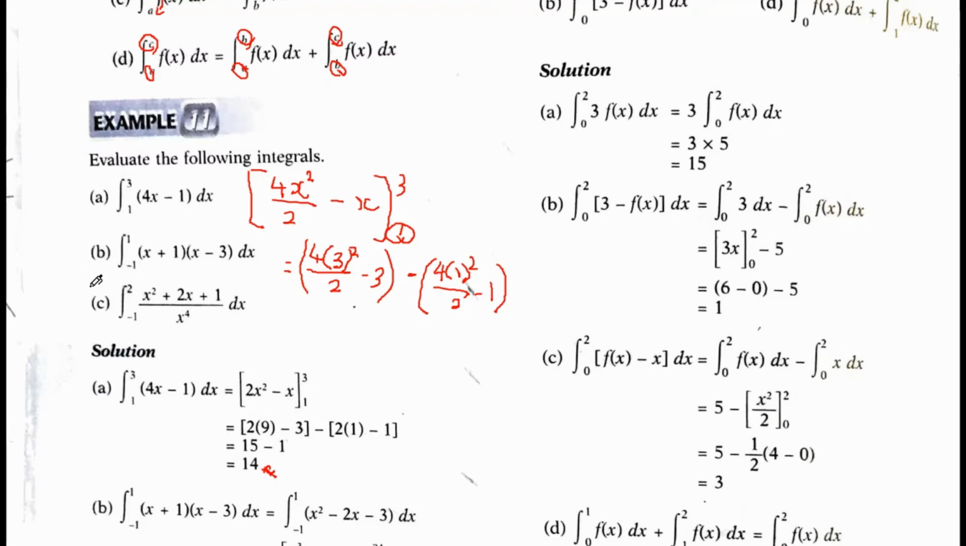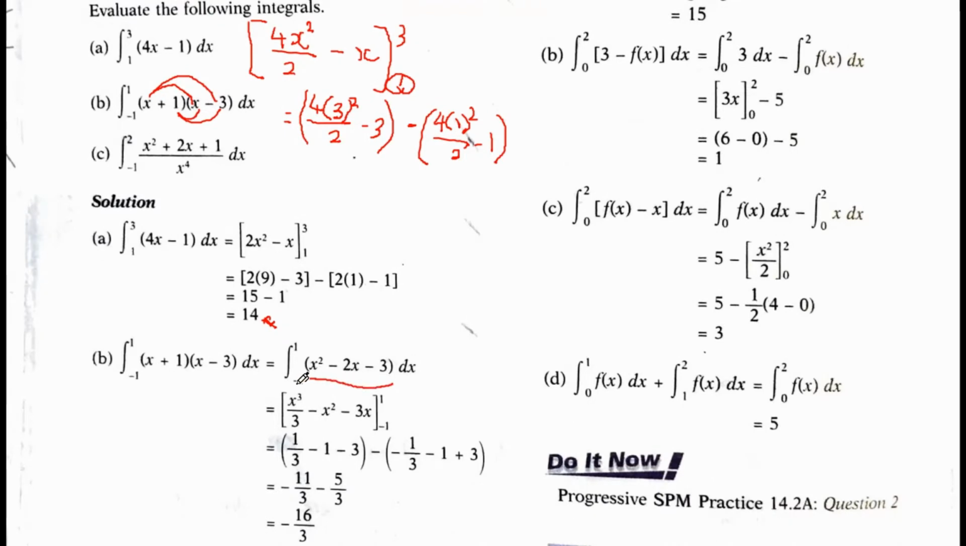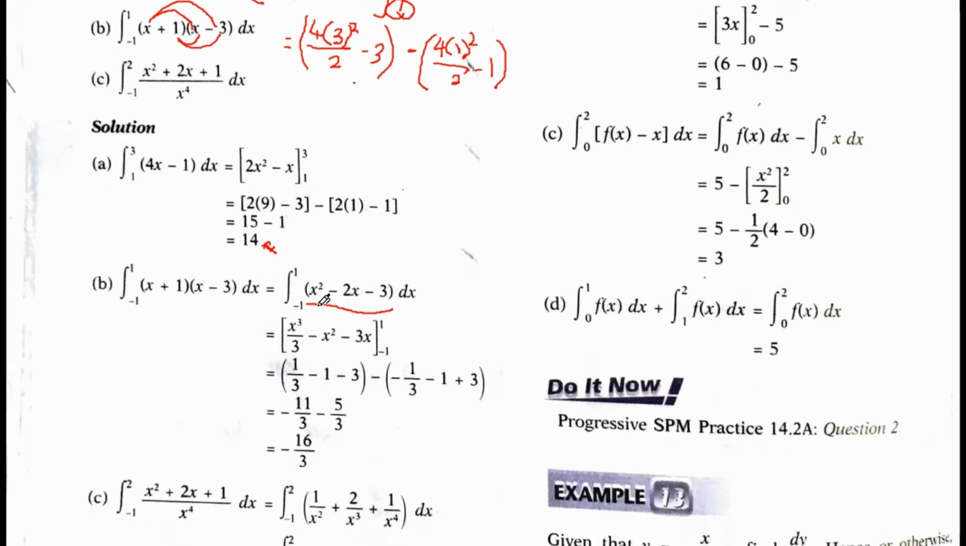Okay, B, integrate from negative 1 to 1, (x plus 1)(x minus 3) dx. First step, we expand this. So x multiplied by x, x times negative 3 is negative 3x, plus x, minus 3. Then we integrate x squared, so power plus 1, so you have x cubed over the new power 3, minus 2x, so 2x, 1 plus 1, so 2 over the new power 2, 2 can be cancelled out, so x cubed over 3 minus x squared minus 3x from negative 1 to 1.